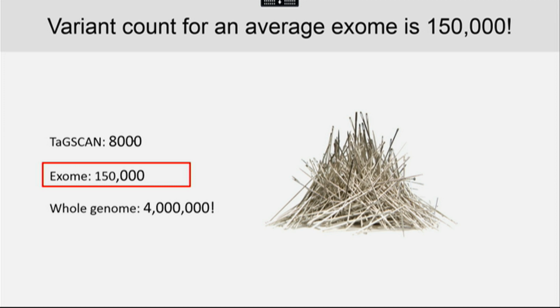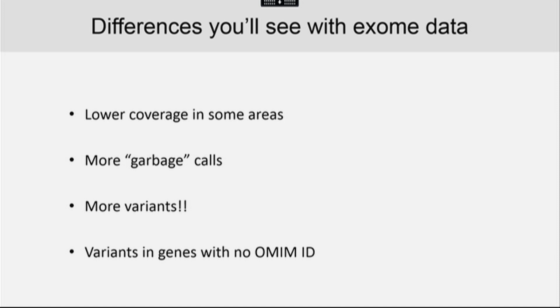Exomes are around 150,000 variants, which is what you'll have today. So again, you're just looking for needles in a stack of needles. Some differences that you're going to see: with the TagScan targeted panel, we had pretty good coverage for most of the genes on the panel, so you're looking at 100x or 200x. The exome is going to be lower, maybe around 80x.